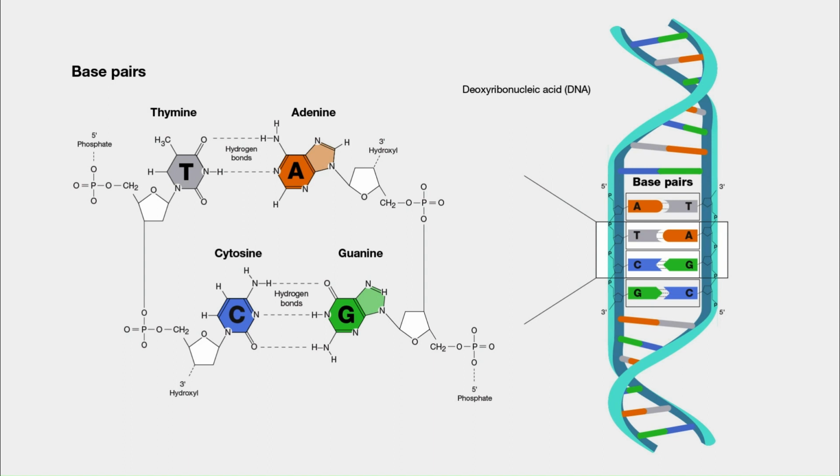Each strand has a backbone made of alternating sugar, that is deoxyribose, and phosphate groups. Attached to each sugar is one of 4 bases: adenine, that is A, cytosine, that is C, guanine, that is G, or thymine, that is T. The 2 strands are held together by hydrogen bonds between pairs of bases. Adenine pairs with thymine, and cytosine pairs with guanine.